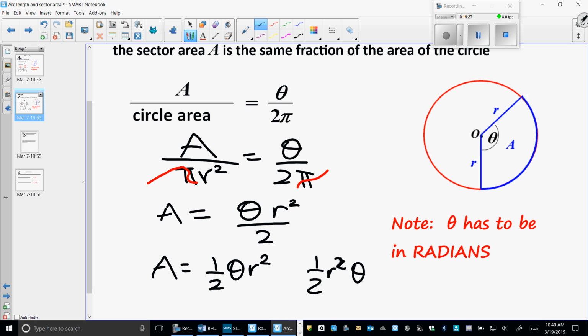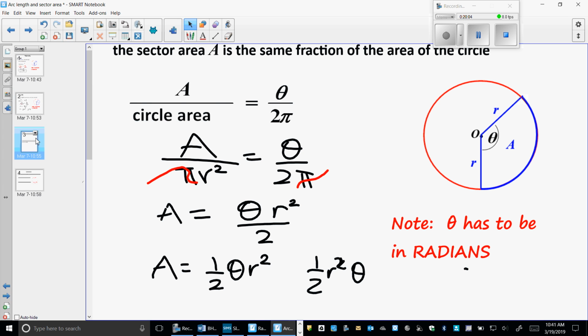Obviously all of these 3 things are the same. You've got theta multiplied by r squared, divided by 2, or theta multiplied by r squared, multiplied by half. Whatever happens, remember you're just squaring your radius, not squaring the angle measure. And again, to use these formulae, your angle measure has to be in radians. Nice, easy peasy lemon squeezy.